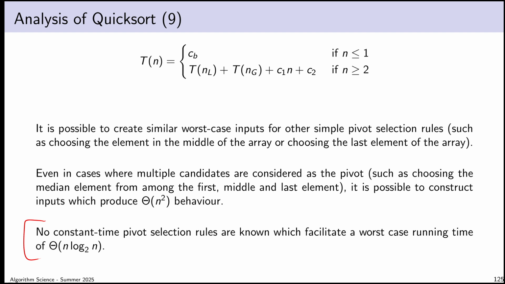I haven't looked up whether there might be pivot rules out there that allow you to do better than n squared, but just not n log n. Like maybe there's one that gives you n to the 1.9 or something. But for our purposes, we care about, is Quicksort as good as merge sort? We know that merge sort is n log n. Can I get a worst case running time of n log n with Quicksort? And the answer is apparently no.